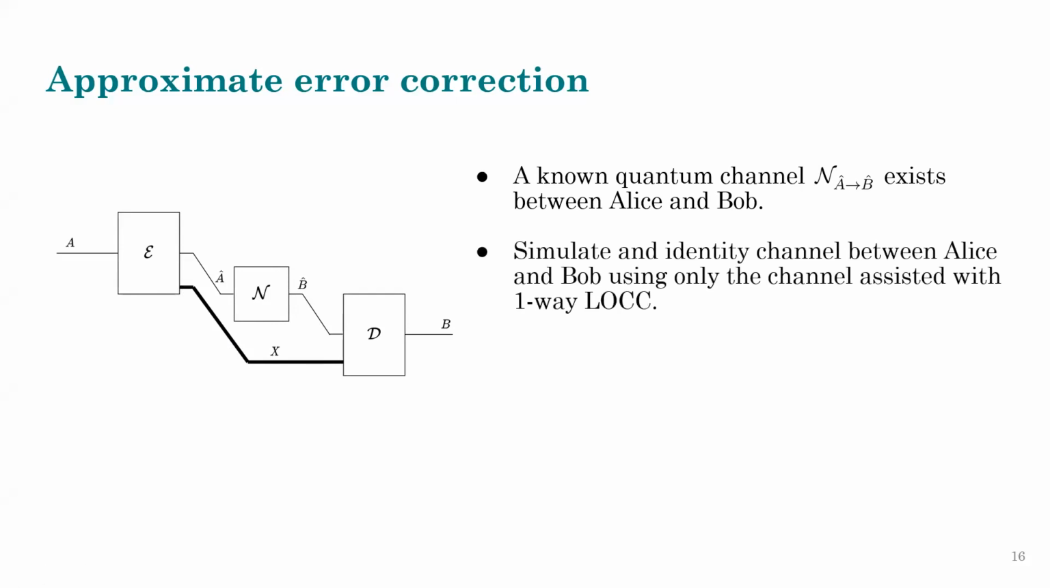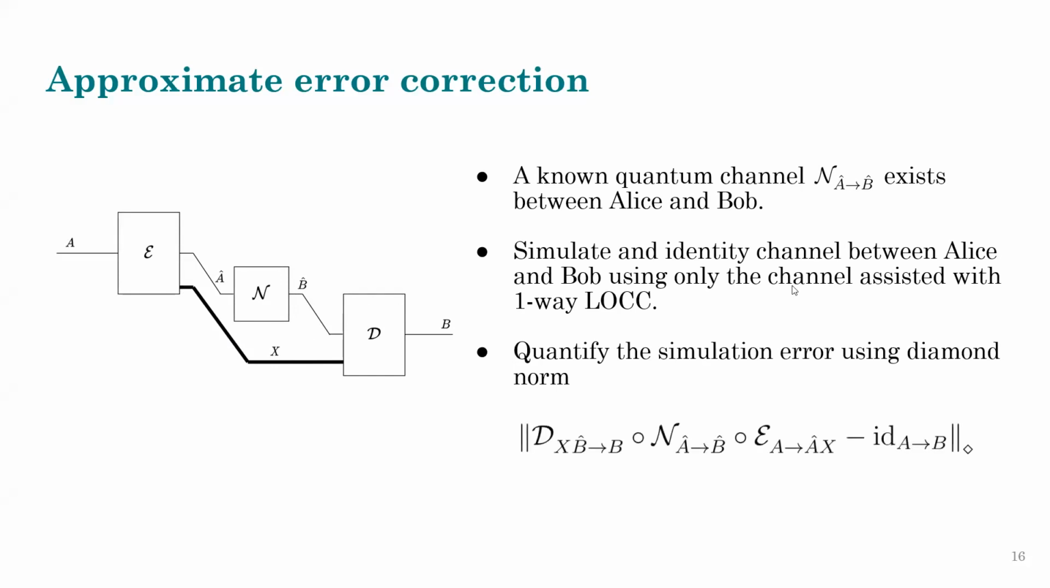So it's the same case. We can only use one-way LOCC channels, and we again want to quantify the simulation error using the diamond norm. So the final diamond norm looks like something like this, and D and E are the ones that we need to optimize over to find out what is the minimum simulated error.